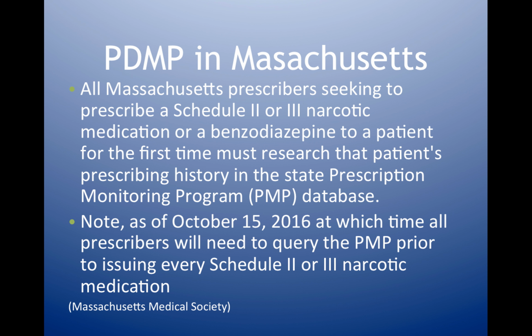Here in Massachusetts, all prescribers seeking to prescribe a Schedule 2 or 3 narcotic medication or benzodiazepine to a patient for the first time must, by law, research the patient's prescription history in the state prescription monitoring program database. So if you're going to prescribe a Schedule 2 or 3 narcotic medication, an opiate, a stimulant, or a benzodiazepine, you have to look them up. And after October 15th, 2016, prescribers will need to query the PDMP prior to issuing every Schedule 2 or 3 narcotic medication. So anytime you're prescribing the Ritalin or that opiate, you would have to look that up.